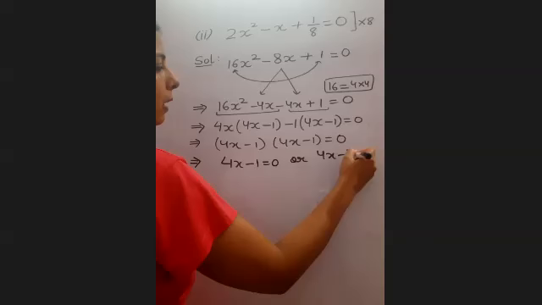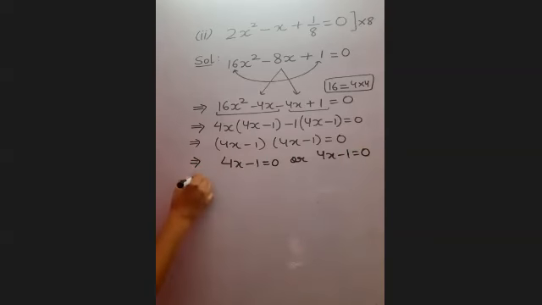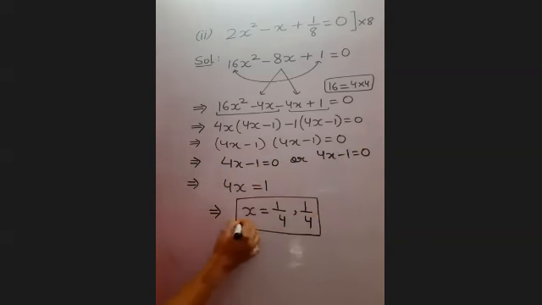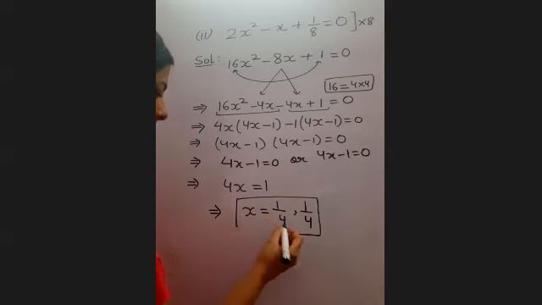Is that okay, beta? Yes, ma'am. So 4x minus 1 is equal to 0, which means x is equal to 1 by 4. How many times? Two times. We say that these have got repeated roots. What do we say? Repeated roots. Okay, so that is how we are going to do it.